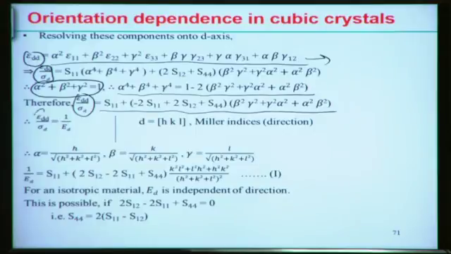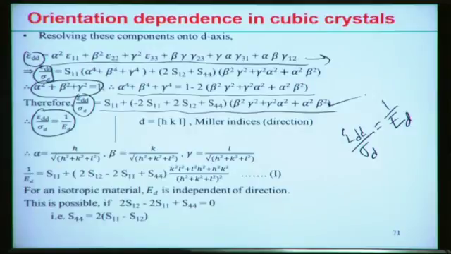Now this epsilon dd by sigma d, the strain along direction D over the stress along direction D, basically indicates the Young's modulus along the direction D. So that Young's modulus along the direction D is represented in terms of the compliance constants S11, S12 and the direction cosines.